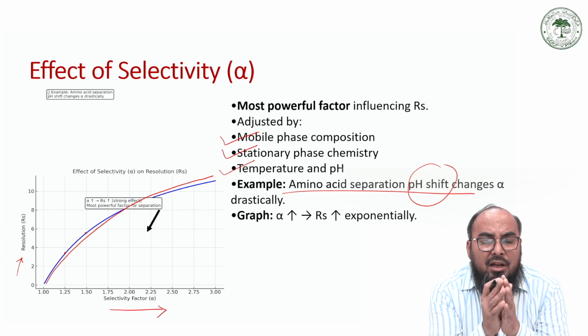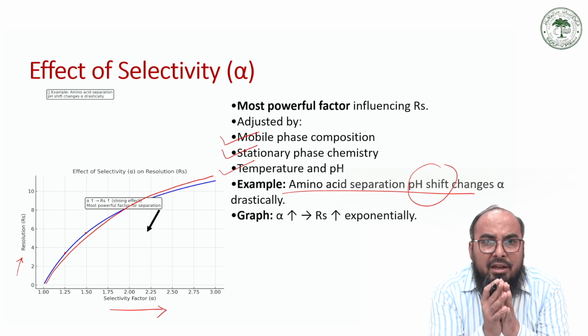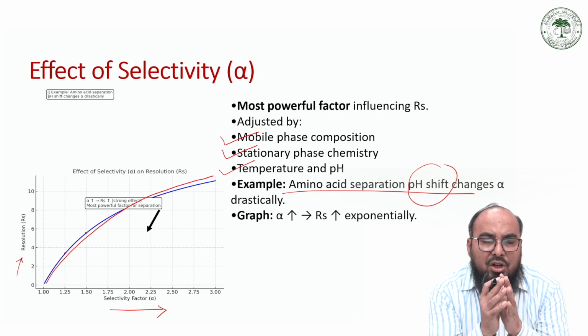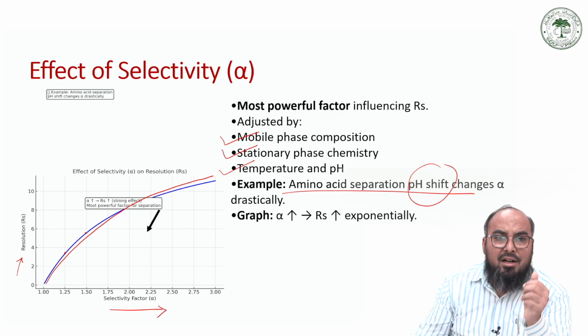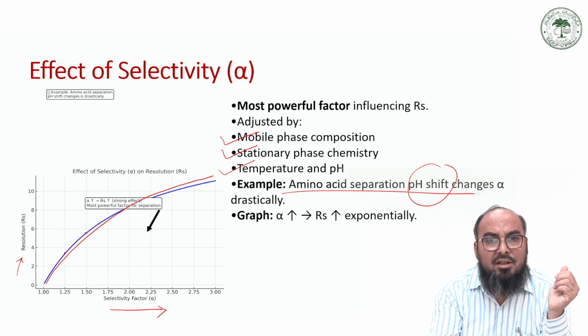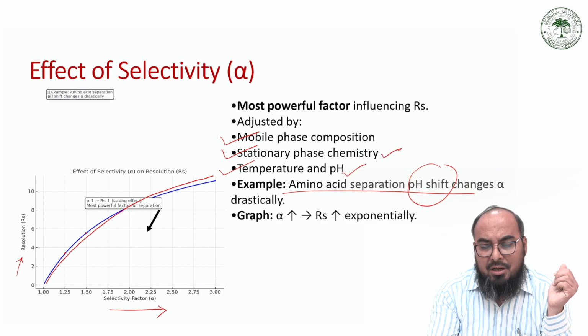So we have to keep a very special eye on the alpha, because if we want to optimize our column, first of all we have to look into the optimizing of alpha. And what are the factors? The factors are the mobile phase composition, the stationary phase chemistry, and the temperature and pressure.